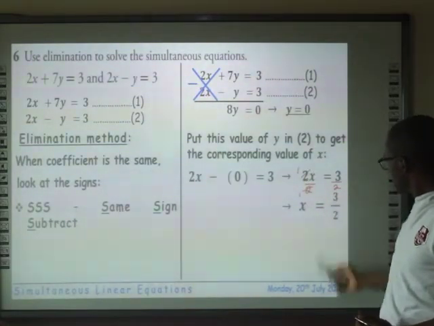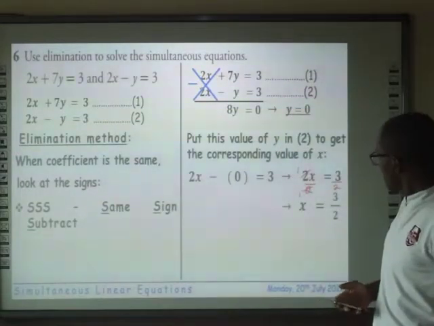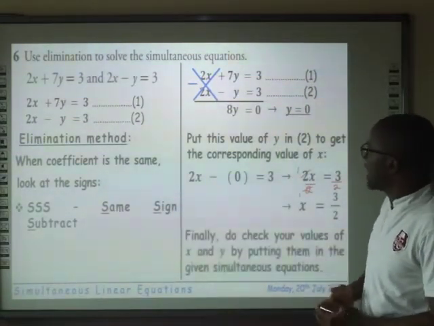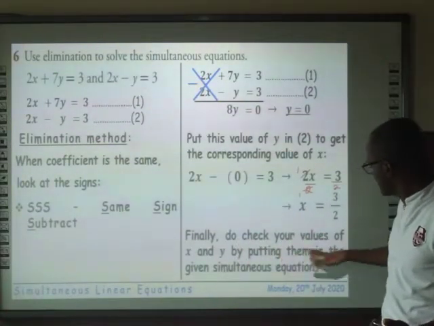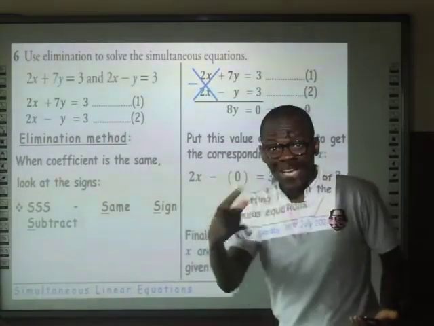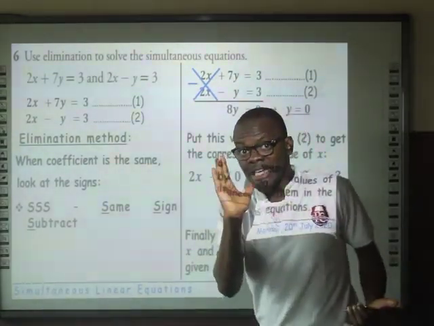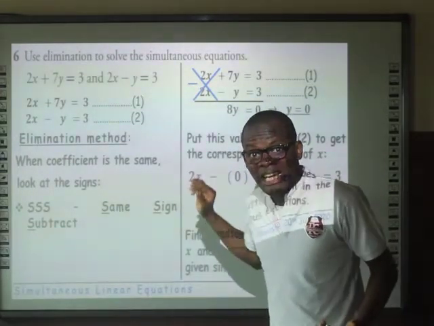So x is 3 over 2, or if you like, 1.5. So there we have it. But then remember, it's important to always check your values of x and y by putting them in the given simultaneous equations. So as a quick check, just to be absolutely sure, it's a necessary final step, to be sure that these values are indeed the correct values.